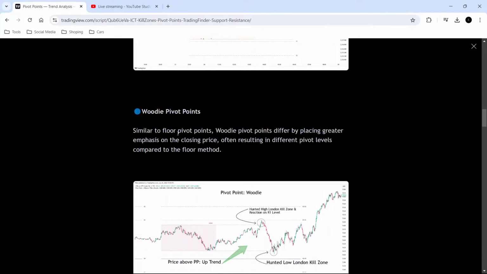Woody pivot points, similar to floor pivot points, differ by placing greater emphasis on the closing price, often resulting in different pivot levels compared to the floor method.